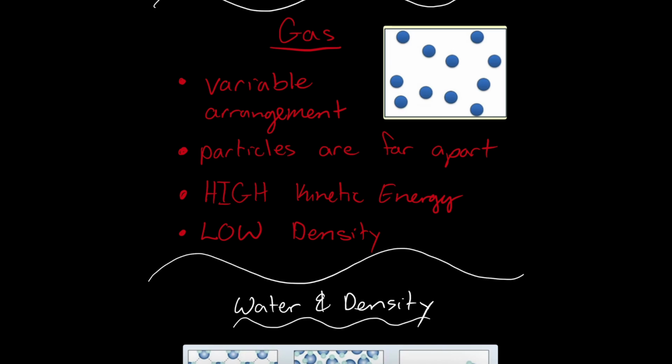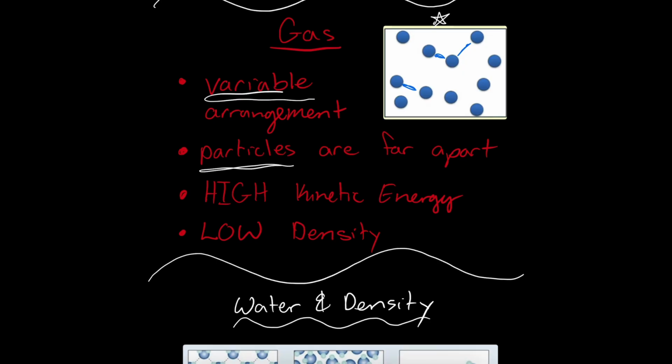Gases, on the other hand, also have a highly variable arrangement because, again, you can even see it over here in this picture, those molecules are all over the place, right? Those particles are also very far apart from one another. There is a ton of separation between all of these particles.